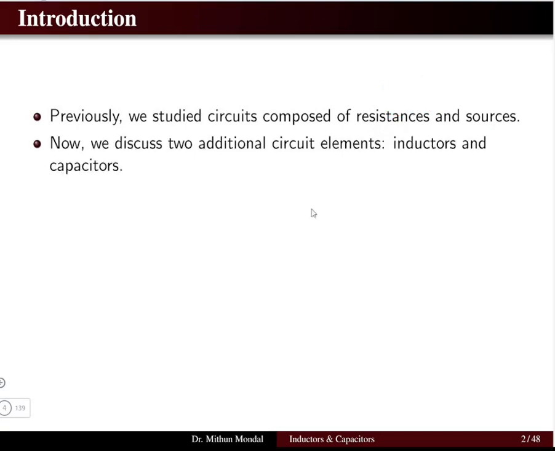Now, in this particular lecture, we will focus our discussion on two additional circuit elements. What are they? One is the inductor and the other is the capacitor. It means that when inductors and capacitors come into the circuit, obviously AC will be introduced. So whatever discussion we have done till now for DC circuits, now we are going to discuss for AC circuits.